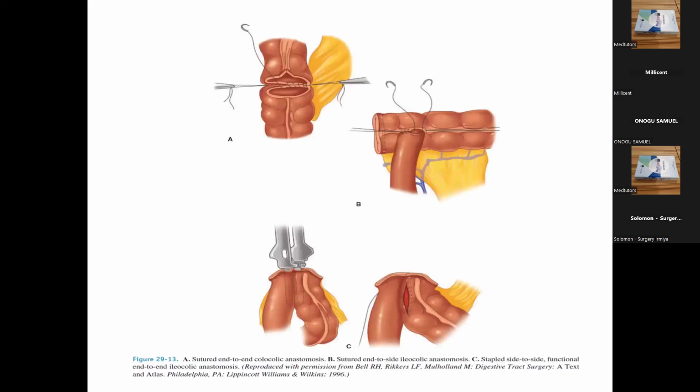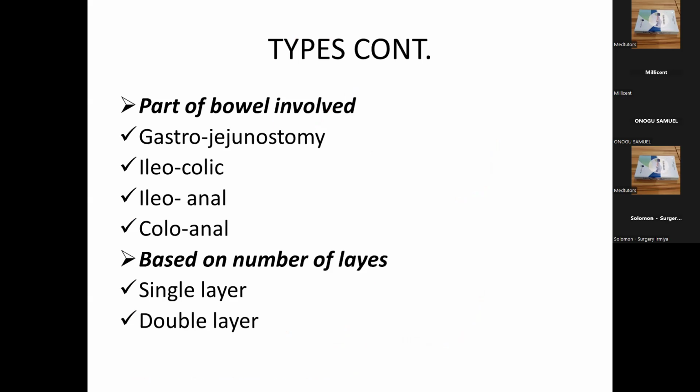This is just a pictographic representation of this anastomosis. We have the end-to-end anastomosis in the A picture, and then we have the end-to-side anastomosis in the B picture, and then we have the side-to-side anastomosis using the linear stapling technique in the C picture. Now, also continuation of the types. Based on the part of the bowel involved, it could also be classified as the gastrojejunal anastomosis, ileocolic anastomosis, ileoanal anastomosis, colocolic anastomosis, coloanal anastomosis. Now, based on the number of layers of the bowel that are approximated, it could be a single layer anastomosis or a double layer anastomosis.